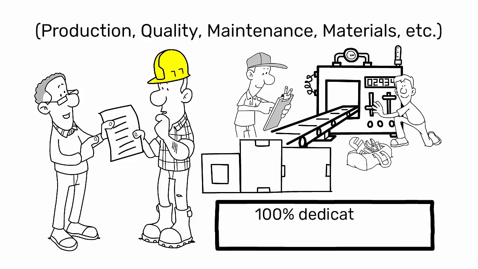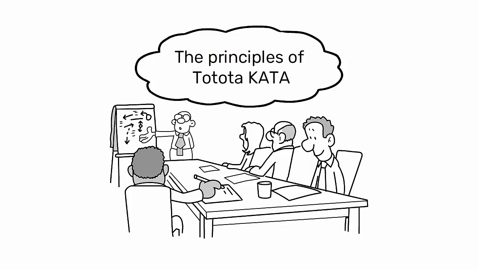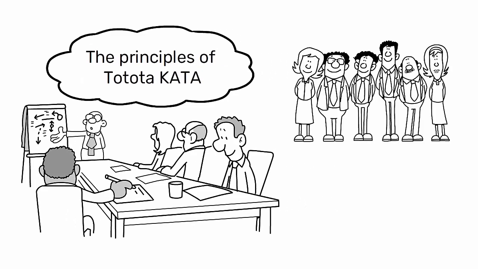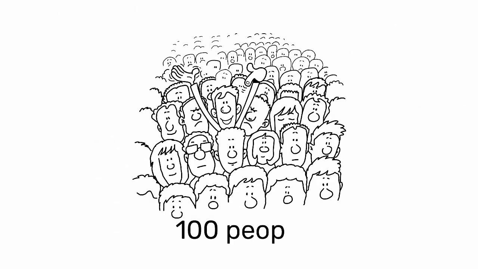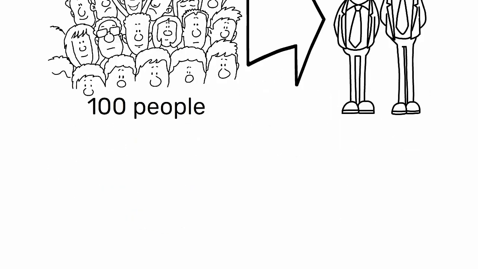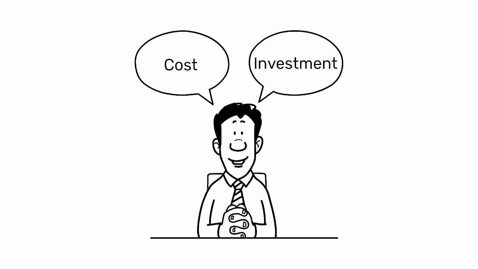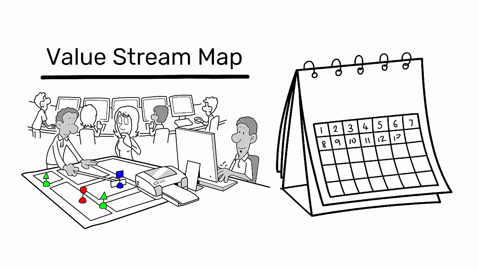In addition to people 100% dedicated to team coaching. The coaches will be trained according to the principles of Tadao Takada. The number of coaches to start with is about 2% of the people working on that product family. Therefore, if the chosen product family involves 100 people, there must be 2 dedicated coaches. Do you think it is a cost or an investment? 6. The value stream map of the product family is created with the improvement team and the coaches. It takes about 2 weeks.